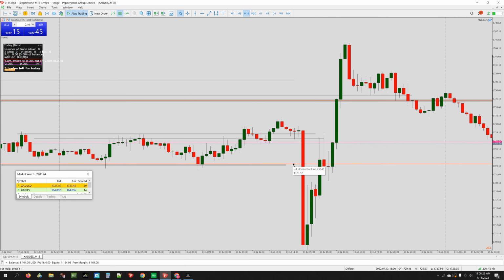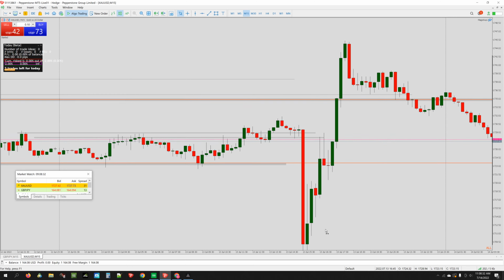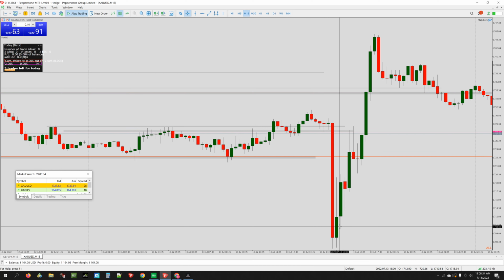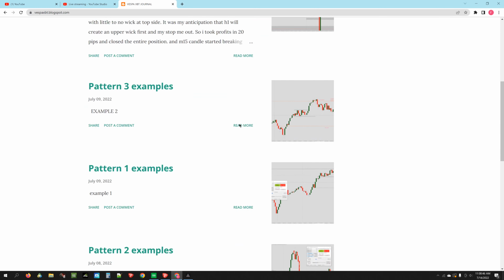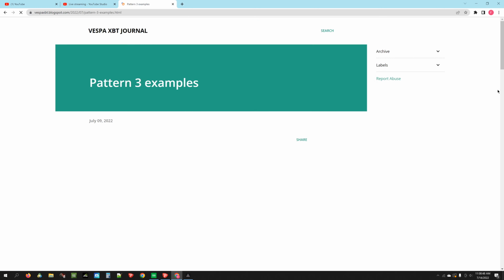If we look objectively at this pattern, once prices were around here, I was anticipating a bias based on pattern 3. Buys based on pattern 3. How was I anticipating buys based on pattern 3? Let me show you an example right here.